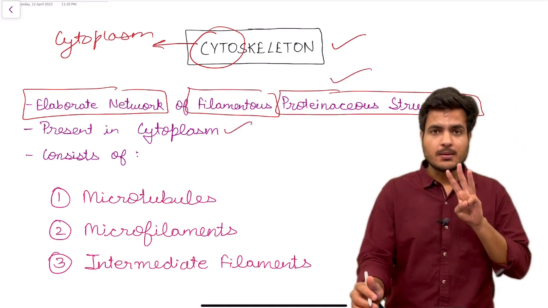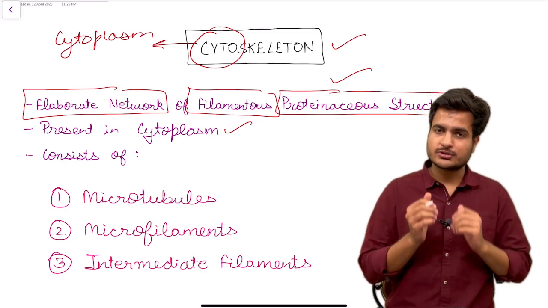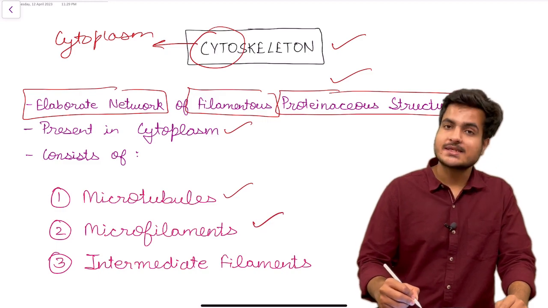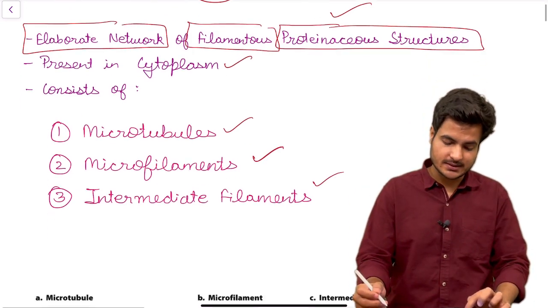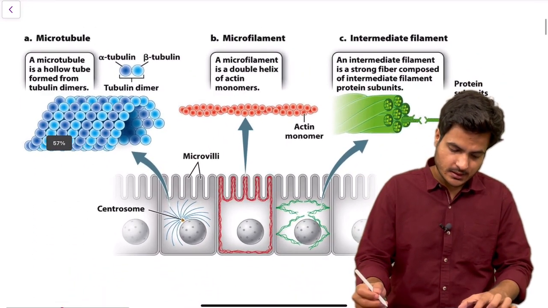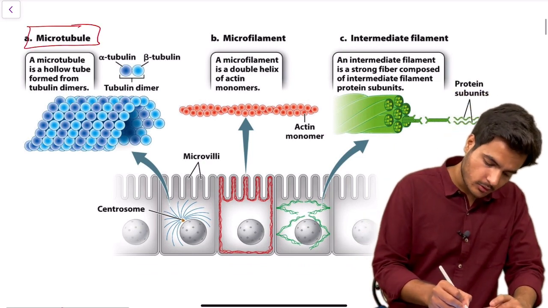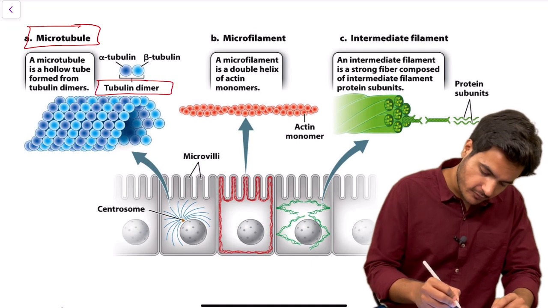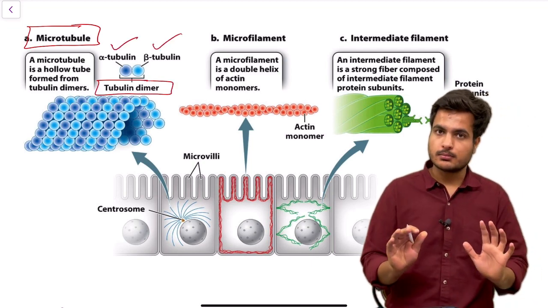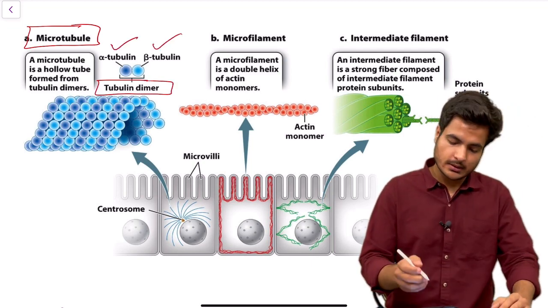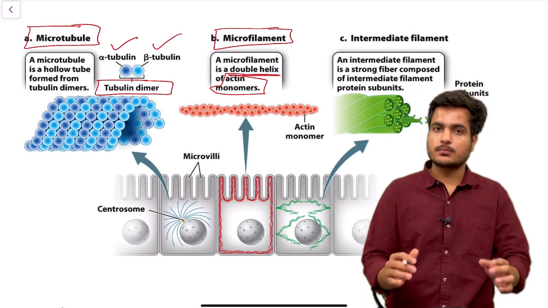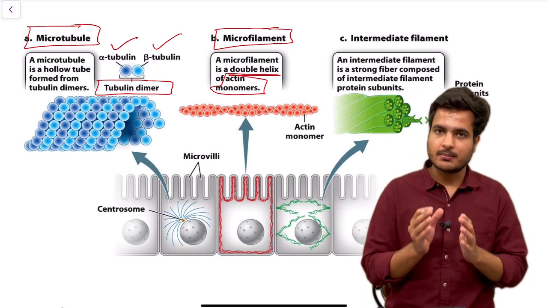We have three important groups of cytoskeletons which include microtubules, microfilaments and intermediate filaments. Let us see about their details. Microtubules. Microtubules generally stay as a tubulin dimer which is made up of alpha tubulin and beta tubulin. Only you need to remember this thing. Whereas microfilaments are actin monomers which are arranged in double helix form. So for microfilaments, just remember actin.